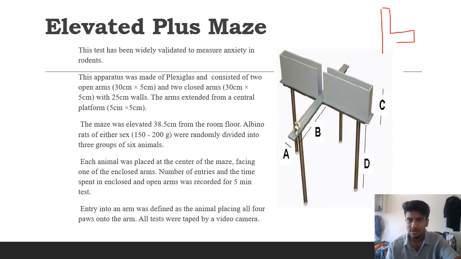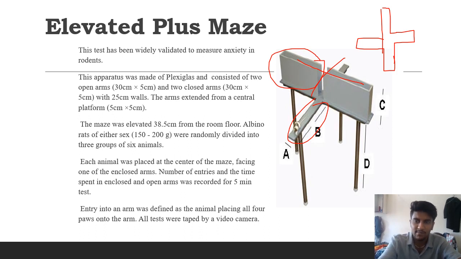So why is it called plus maze? Because it has this kind of shape, a plus shape. You can see the plus shape. This is an open arm, and this is a closed arm. The time that the animal spends in the open arm and the time that the animal spends in the closed arm is very important, right?